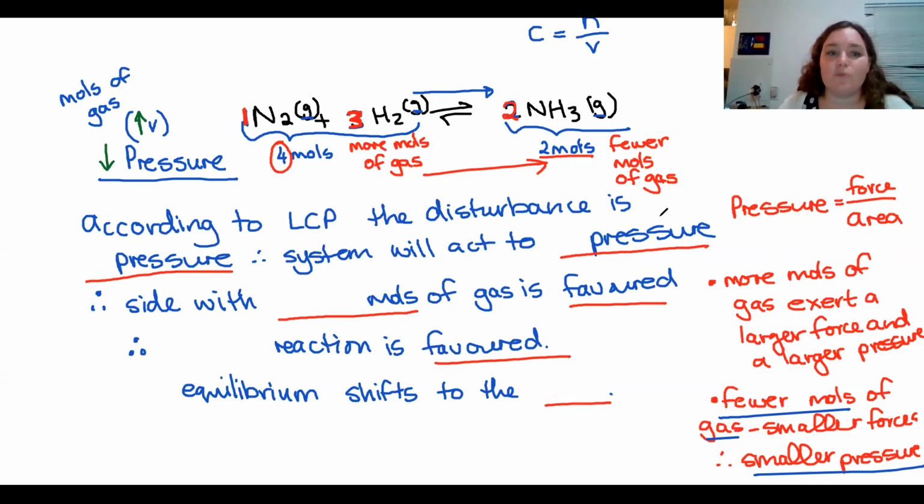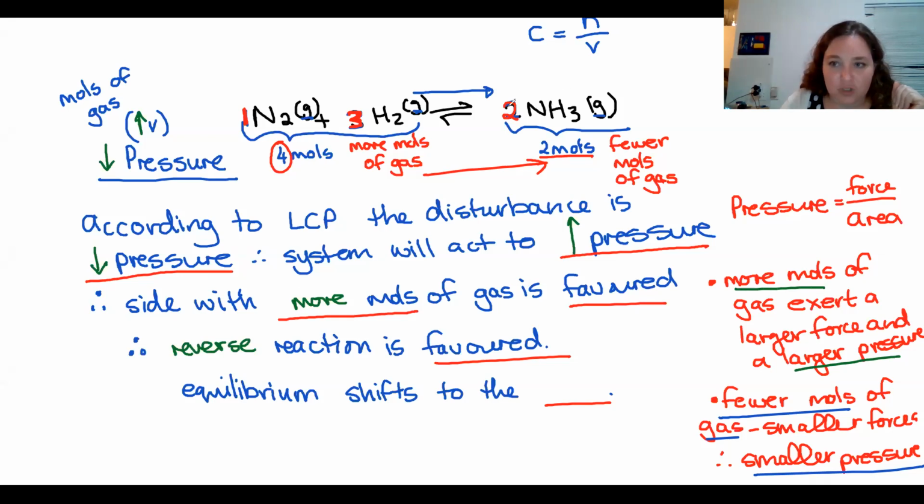So according to Le Chatelier's principle, the disturbance is a decrease in pressure. Therefore, the system will act to increase the pressure. If we want to increase the pressure, we need a larger pressure, so we need the side with more moles of gas. Therefore, the side with more moles of gas is favored. In this case, the more moles of gas is your starting materials. So we can say here that the reverse reaction is favored because that is going to produce 4 moles of gas instead of 2 moles of gas. Okay, so because the reverse reaction is favored, that arrow points towards the left. Therefore, the equilibrium shifts towards the left.